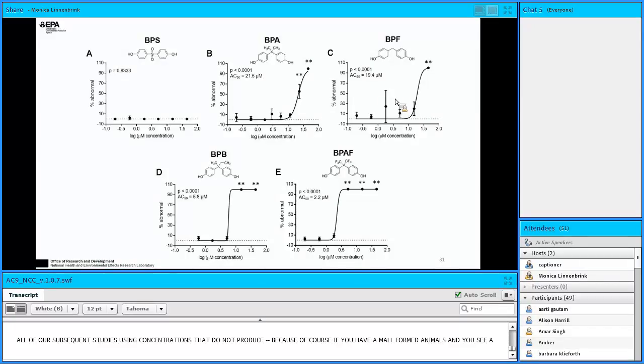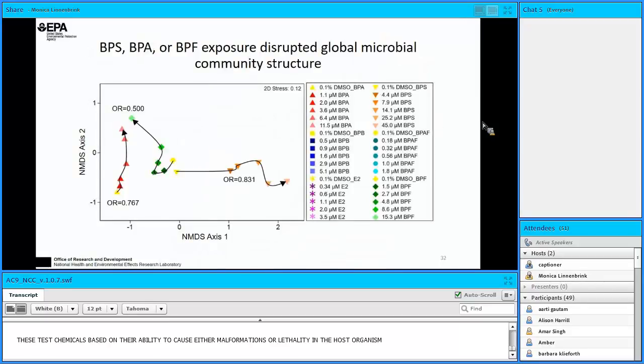So I'm including the concentration response data here to illustrate a point that becomes relevant later on, which is there's a pretty wide difference in host toxicity looking at BPA in these replacement chemicals, where BPS is the least potent compound, so it did absolutely nothing to the developing larvae, even at the highest concentration tested, and BPAF in figure E was the most potent chemical. So we're able to rank order these test chemicals based on their ability to cause either malformations or lethality in the host organism. And then we connected this to our compositional analysis to take a look at the ability of these compounds to produce microbiota disruption.